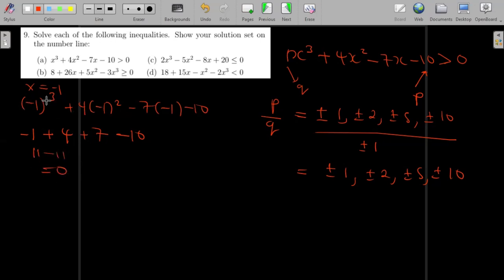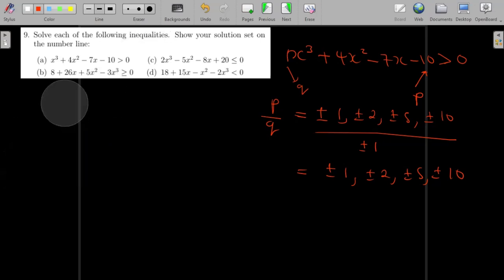So this means that x equal to -1 is a root of this polynomial. Being a root, you use it in order to simplify it. If x equal to -1 is a root, it means that x plus 1 is a factor. It's a linear factor of it.